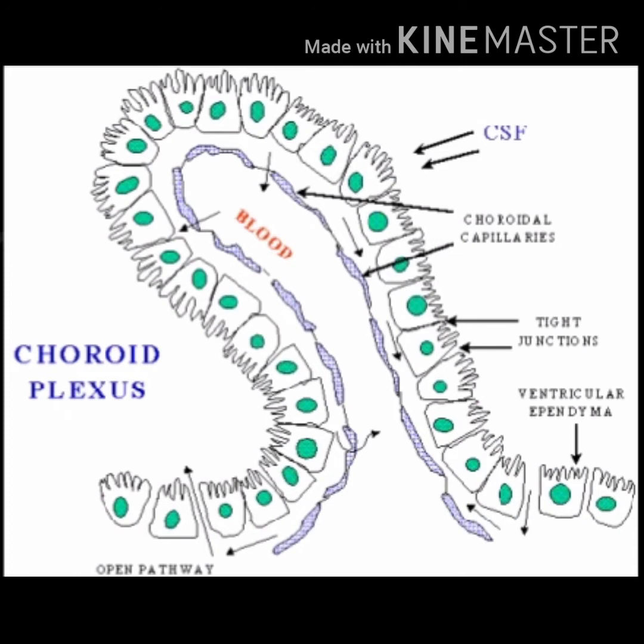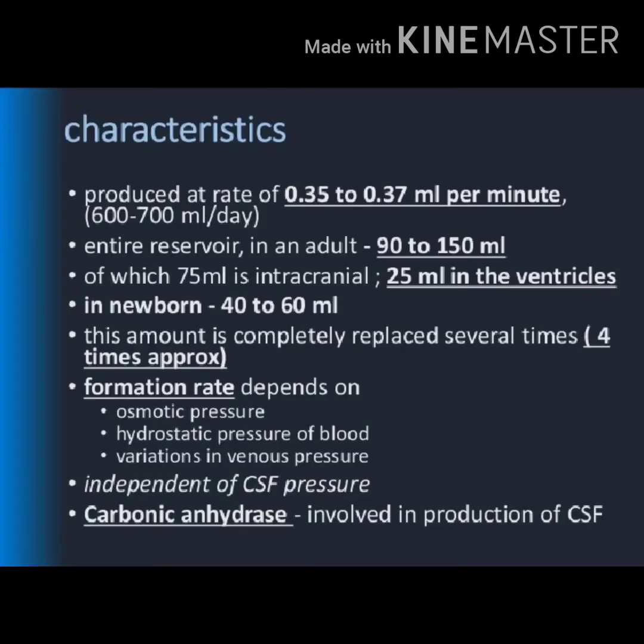See here in the choroid plexus, we already know the apical surface has microvilli. Here it is given clearly. Next to that, it has a small projection that contains the choroidal capillaries. Through this, it filters the blood. Next, characterization of the CSF.